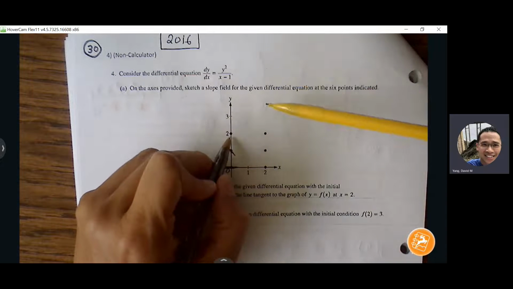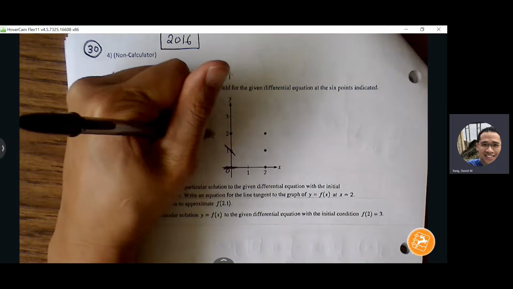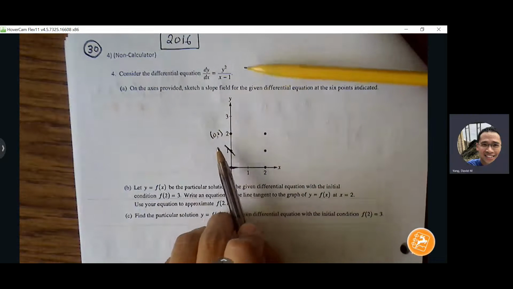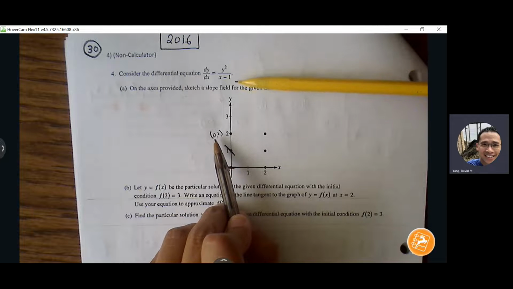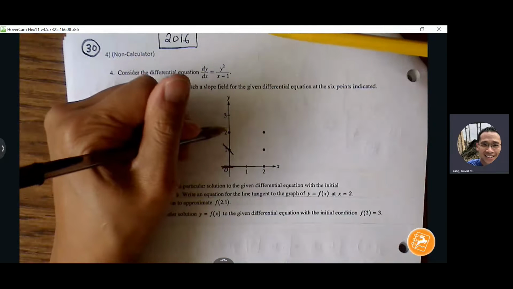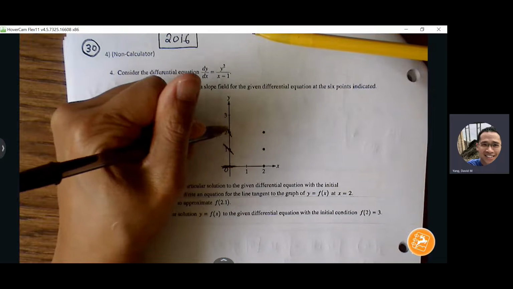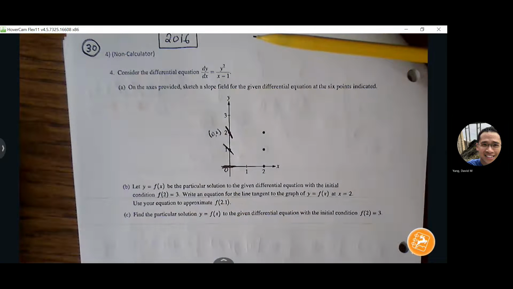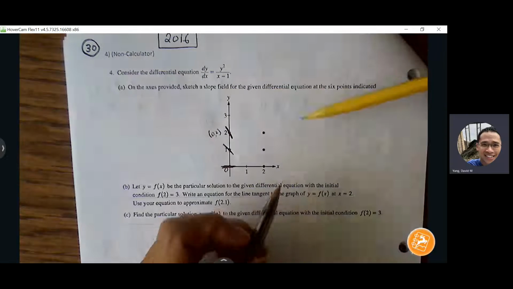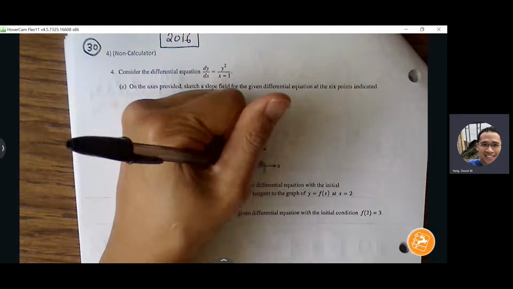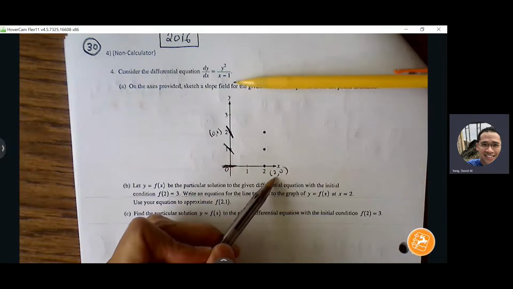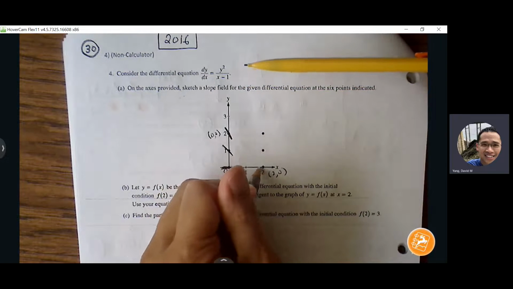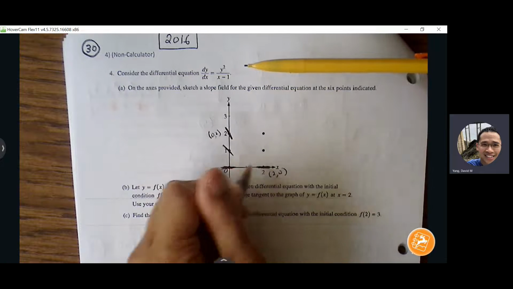Next up, let's substitute ordered pair 0, 2. 0 in for x, 2 in for y, 4 over -1, which is -4. So negative slope, we can make it a little steeper. Next up, ordered pair, this is at 2, 0. 2 goes in for x, 0 in for y, so 0 over -2, which is 0. We want to do a horizontal line for 0.